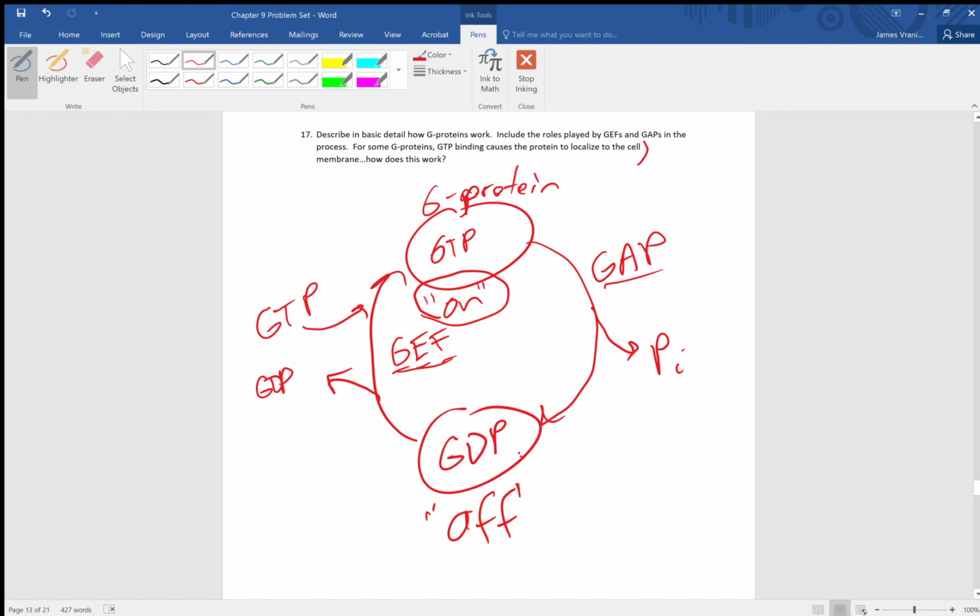in the protein. But basically, in the off state, whatever that lipid molecule is, it is packed in, basically tucked inside of the protein. So it's inaccessible to the membrane. But in the on state, the protein basically undergoes a conformational change, and that lipid portion is now exposed on the exterior of the protein and will go insert itself into the lipid membrane. And so this is how GTP binding can cause the protein to localize to the cell membrane.